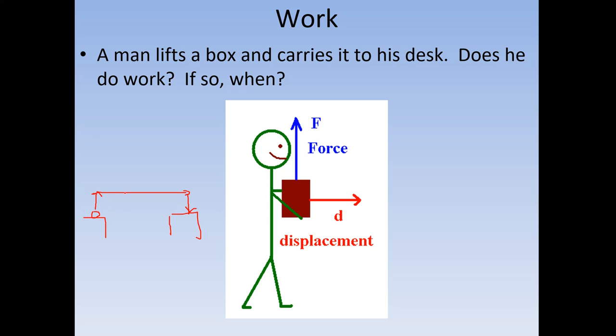There are 2 points in this scenario. Let's say section 1, section 2, section 3. There are 2 points where the person's doing work. In section 1, it ends up doing positive work, and in section 3, it actually does negative work. In section 2, it actually does 0 work.